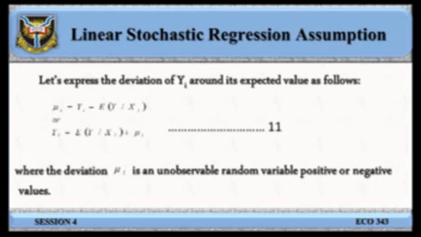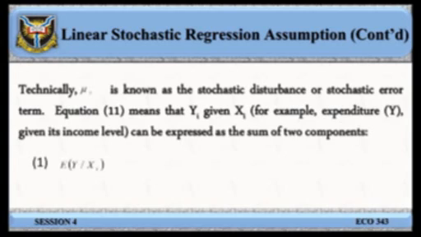Linear stochastic regression assumption. Let's express the deviation of Yi around its expected value as follows: ui = Yi − E(Y|Xi), or Yi = E(Y|Xi) + ui. Equation 11, where the deviation ui is an unobservable random variable taking positive or negative values. Technically, ui is known as the stochastic disturbance or stochastic error term.